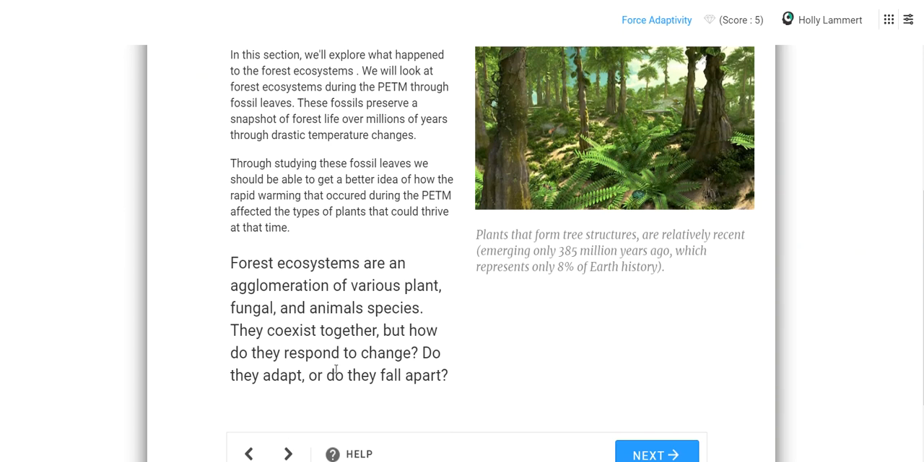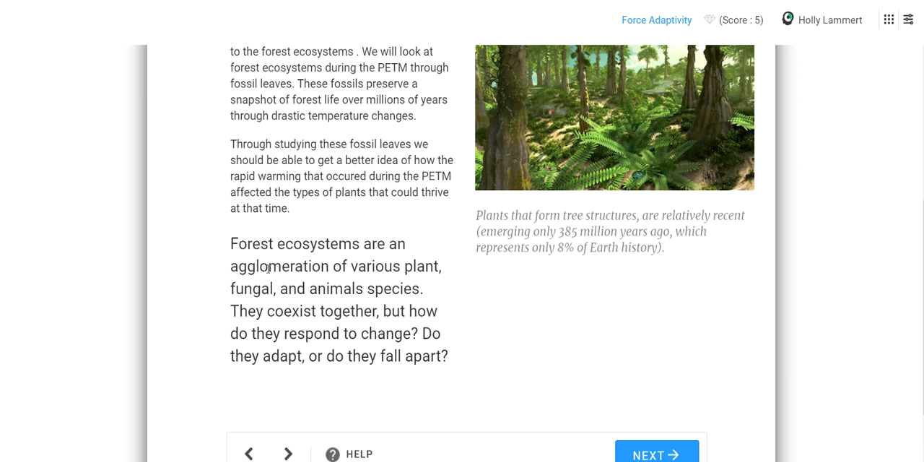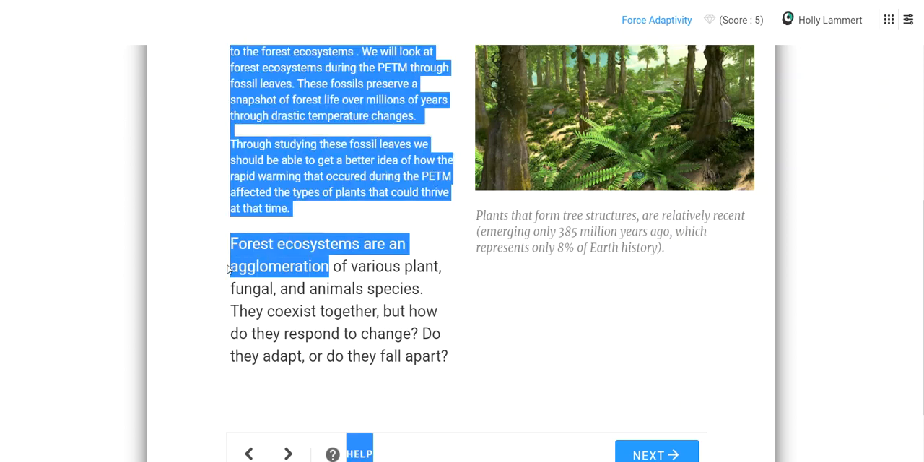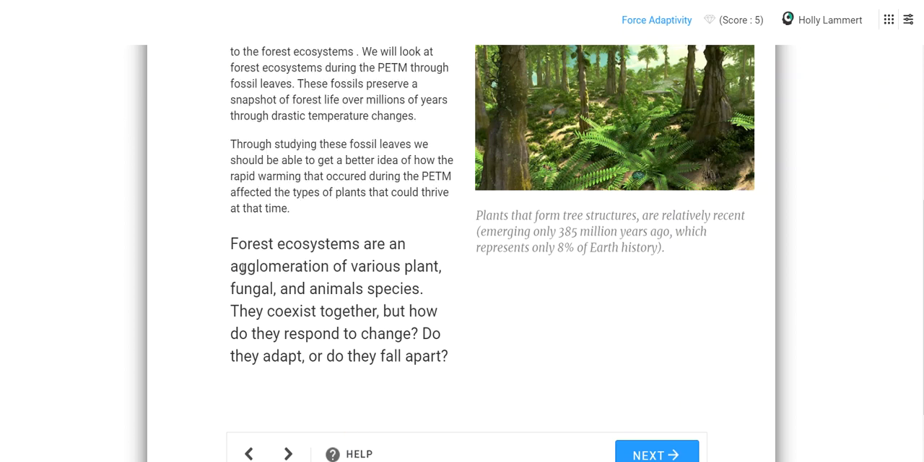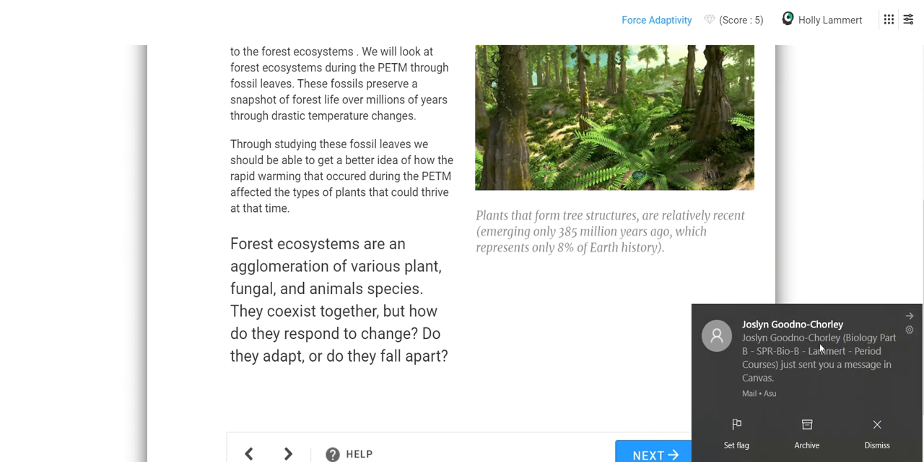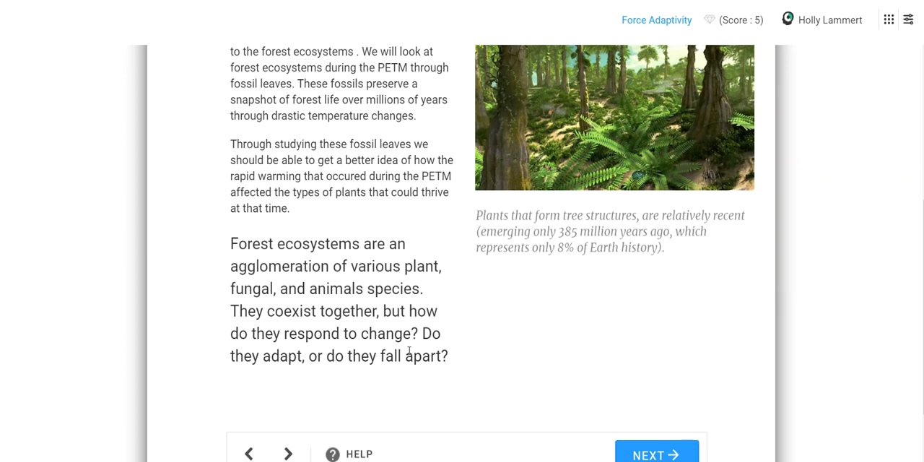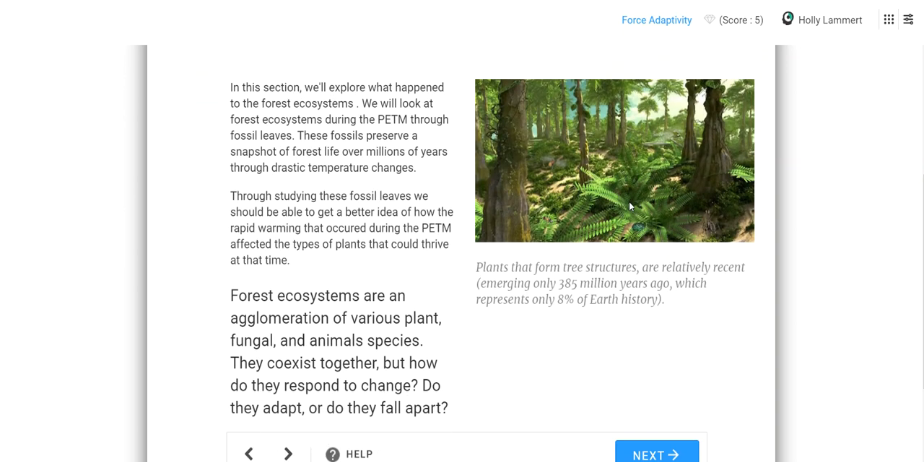Forest ecosystems are an agglomeration of various plants. That's your vocab word for the day. It's kind of random. Agglomeration, to glom together, like building up of various species. Fungal and animal, they coexist together, but how do they respond to change? Do they adapt or do they fall apart? And here this says, plants that form tree structures are relatively recent, emerging only 385 million years ago, which represents only 8% of Earth history.